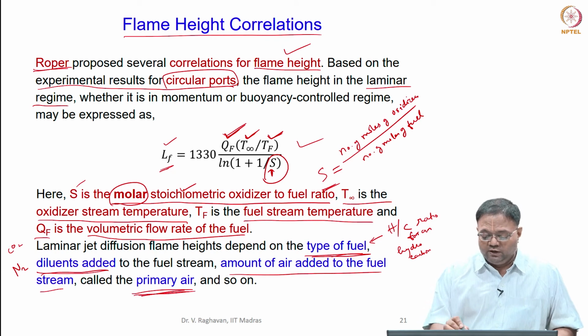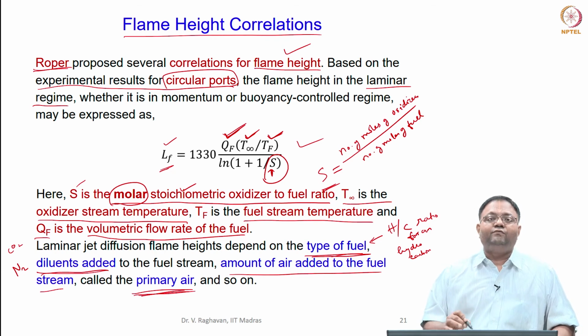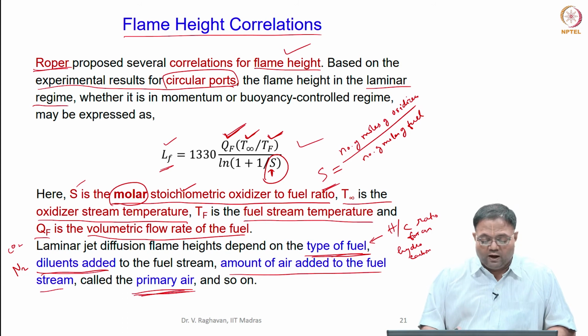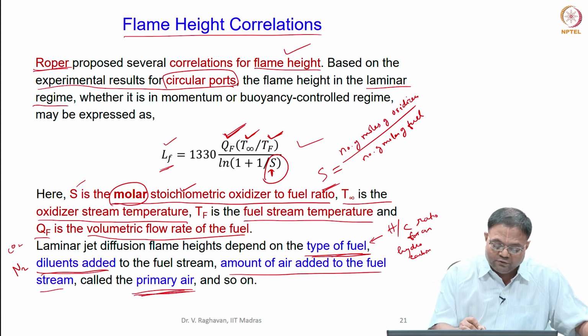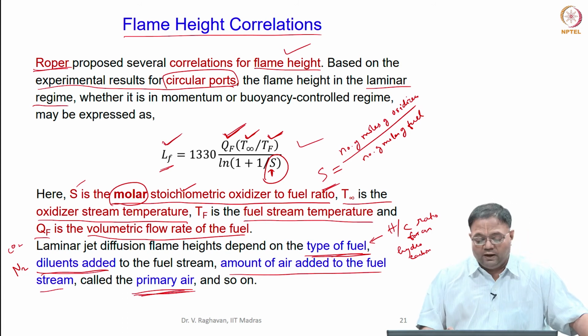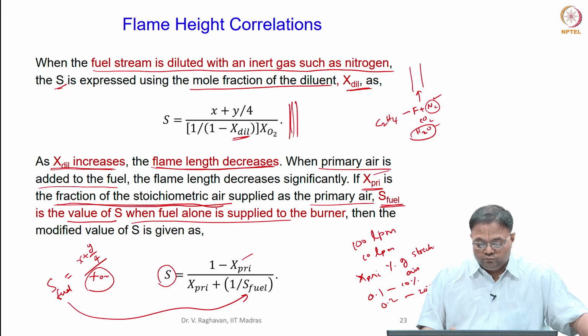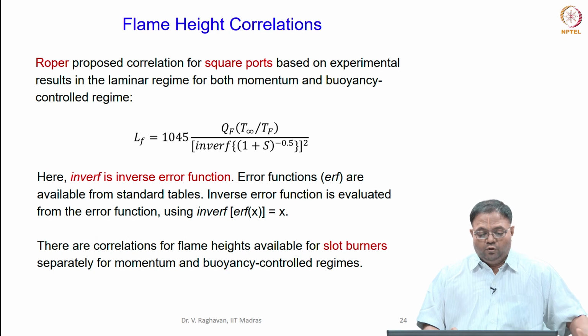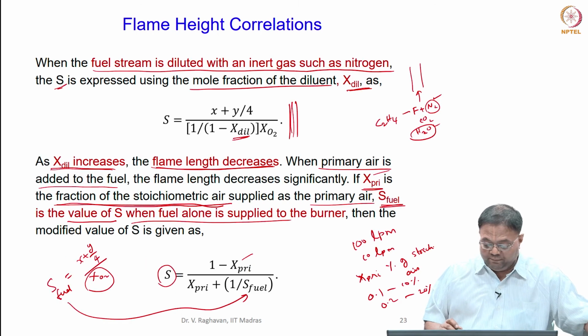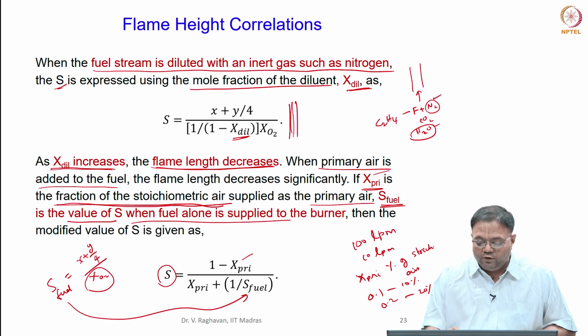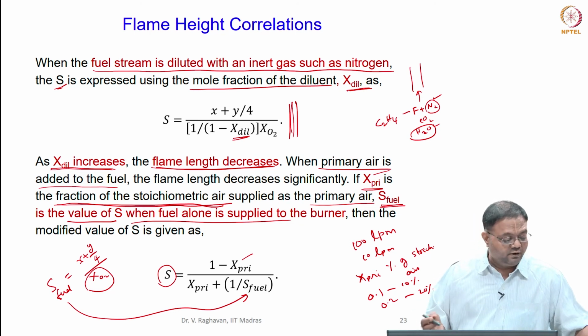So, if you know this and calculate S accordingly for any scenario, you can calculate the flame length, and this actually comes out nicely for several cases. You can see that when primary air is added, there is also a reduction in the flame height, which we will demonstrate when we go ahead.